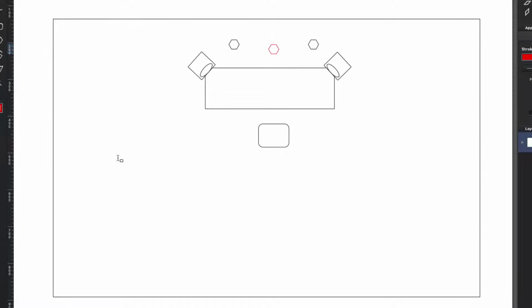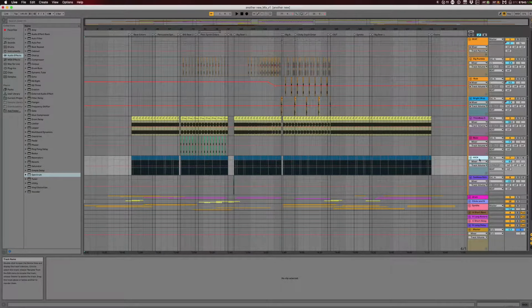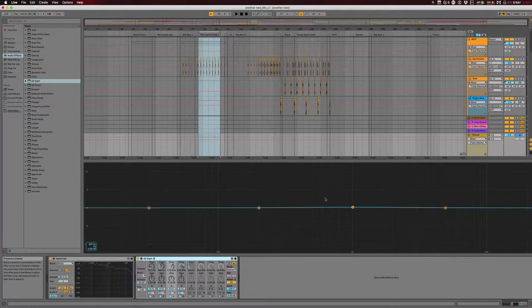Okay, so when it comes to how you should pan things, here's what I like to do. So here's my kick. I want that right in the center as it is. The frequency spectrum, we call it, is what we're looking at here. And these vertical lines are important to know.